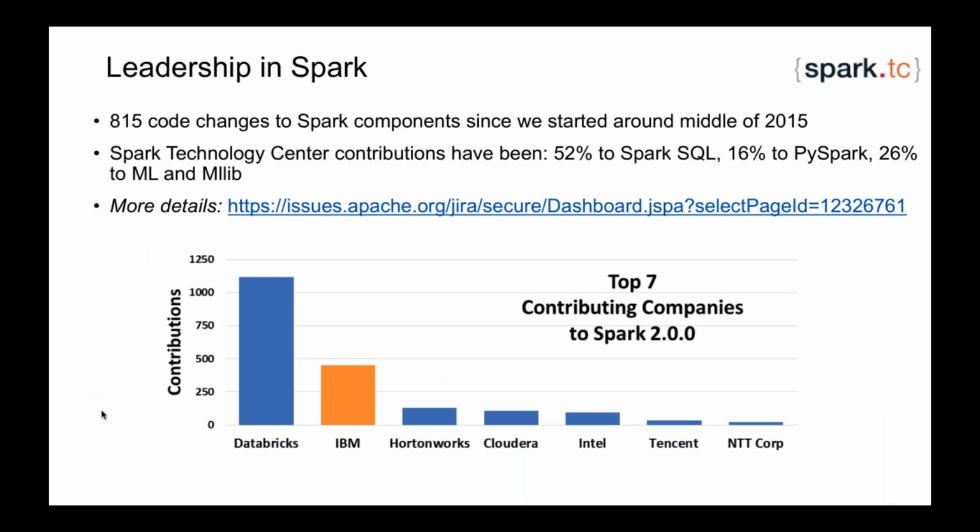On the open source side, IBM has always been a leading contributor to Spark. As you can see from this slide, IBM is one of the biggest contributors to Spark, next only to Databricks, the founder of Spark. We have about 815 code changes committed to Spark so far. You can see all these details in the link that is part of this slide. It's a tremendous amount of contribution from IBM in areas of Spark SQL, PySpark, as well as Spark machine learning. Okay.